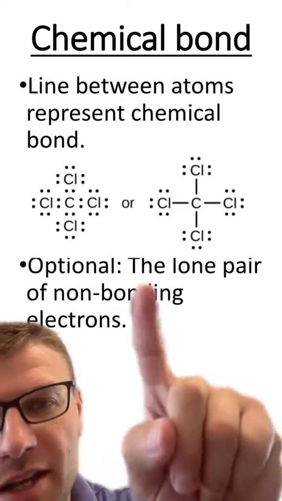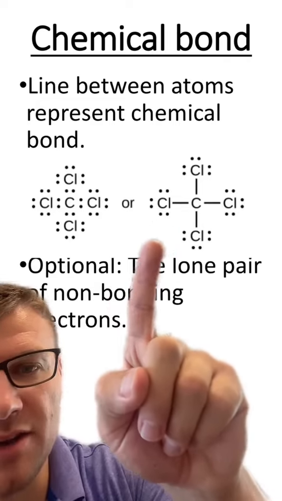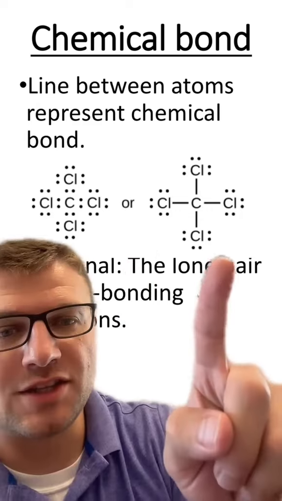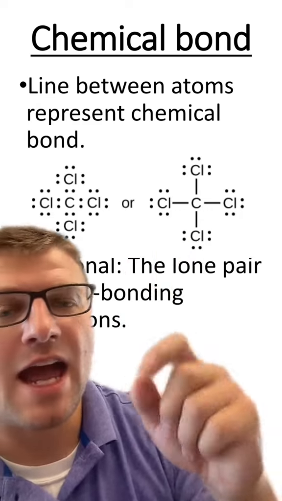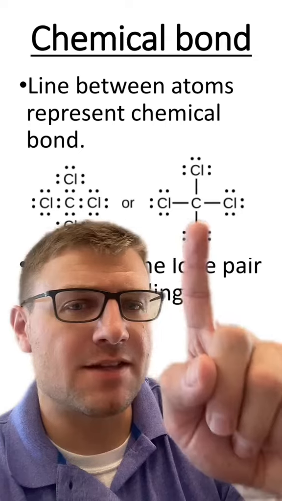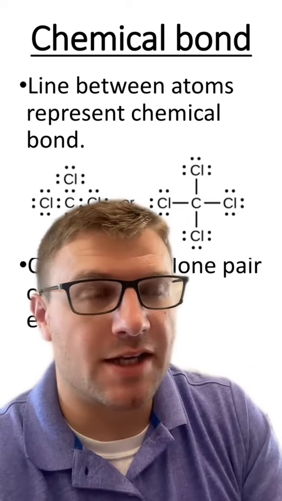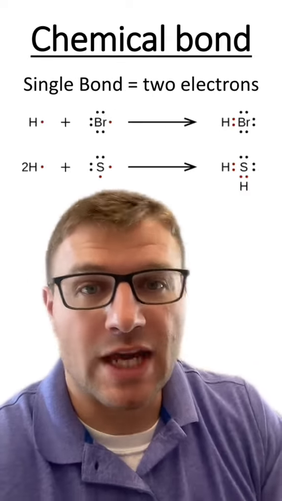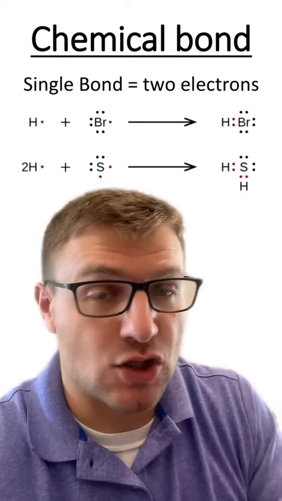Now, the optional part here is to show the lone pairs of electrons that are not bonding. You can see chlorine here, here, here, and here have 3 pairs of non-bonding electrons. But again, basically this line is showing 2 electrons bonding together to form a chemical bond. So a single bond, like I showed before, is just 2 electrons.